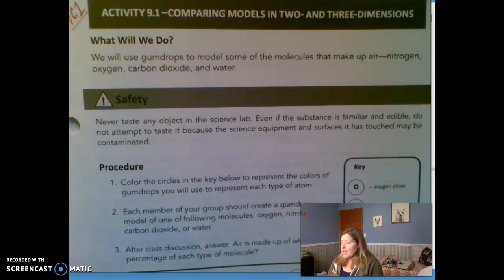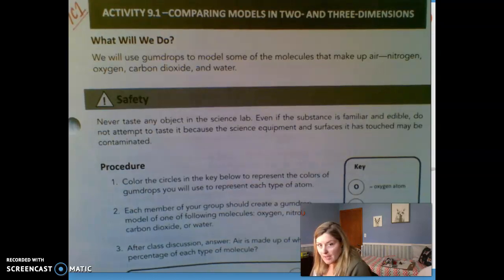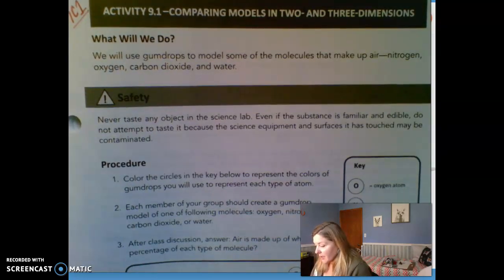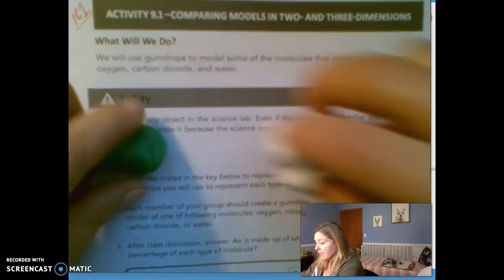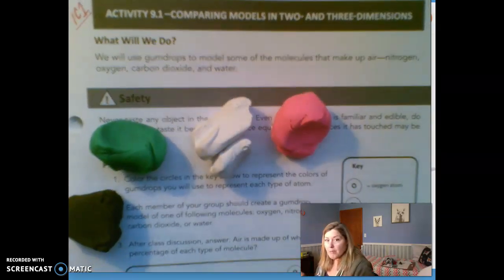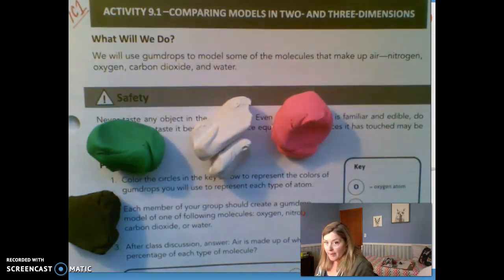All right, so if we look at your book on page 75, it says we need to make a key for the colors of gumdrops we would be using to represent the atoms. I don't have any gumdrops at home, so we're just going to use modeling clay instead. I've got pink, white, green, and black. I'm preparing you for some of these colors that we tend to use as scientists.